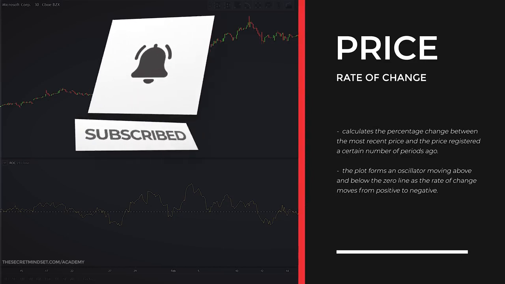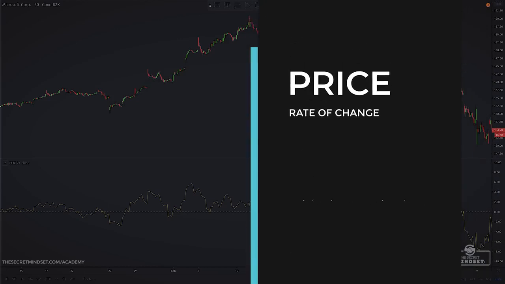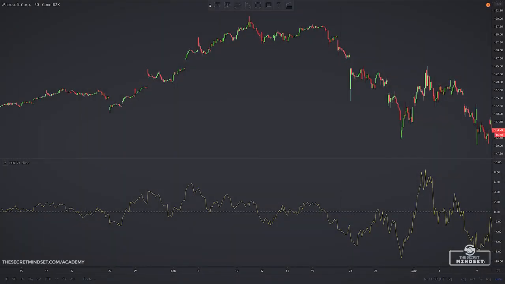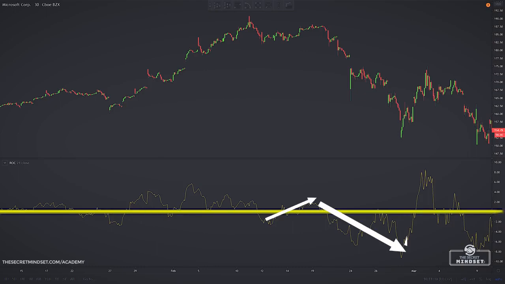The plot forms an oscillator, moving above and below the zero line, as the rate of change moves from positive to negative. So the rate of change is plotted against zero, with the indicator moving upwards into positive territory if the price changes are to the upside, and moving into negative territory if the price changes are to the downside.